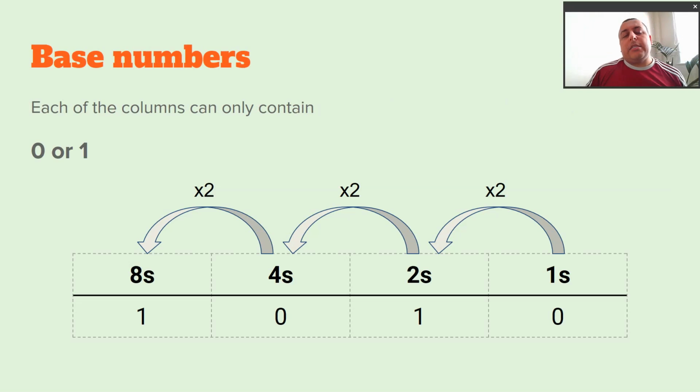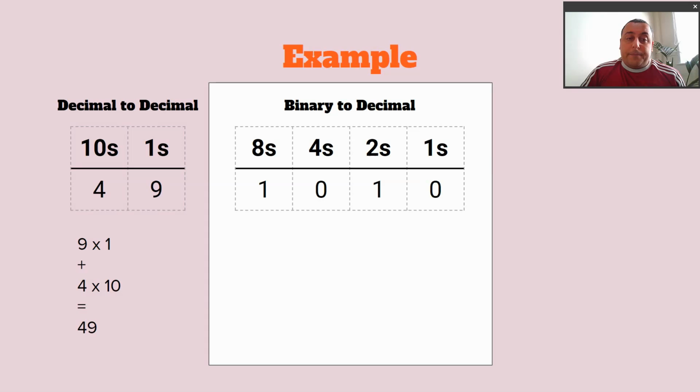Unlike our decimal number system that can go from 0 to 9, obviously we've only got 2 numbers. Remember, there's switches that computers have. They can only be 0 or 1. So each of our columns can only ever contain 0 or 1. So let's look at that as an example, that binary number 1010.